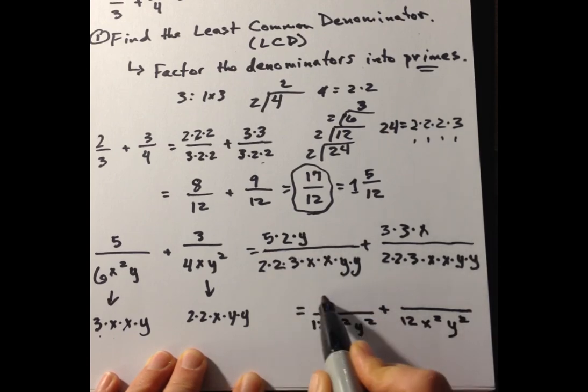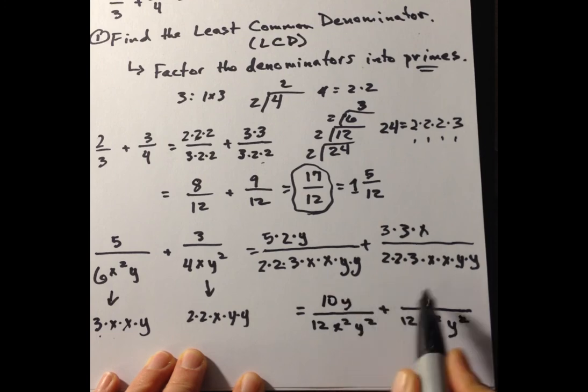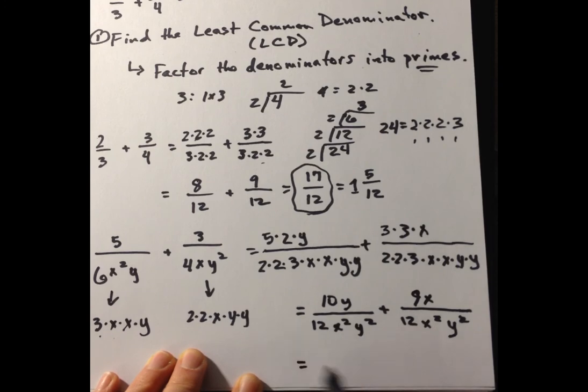And the numerators, let's see, up here this gives me 10y, this gives me 9x. Now the numerators can be added together. So I'll have 10y plus 9x all over 12x squared y squared. There are no common factors in all of these terms that can be factored out. Therefore, this is already in simplest form, and we're done.